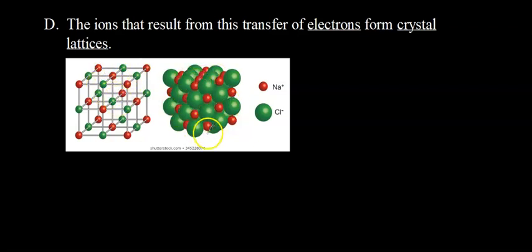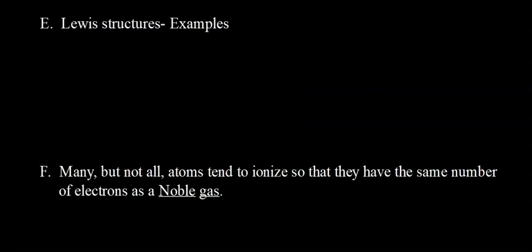On the right, the space filling model is a little bit more accurate. It shows closely packed sodium ions and chloride ions. Let's show with Lewis structures how an ionic bond forms between two atoms. And we'll look at this same example.